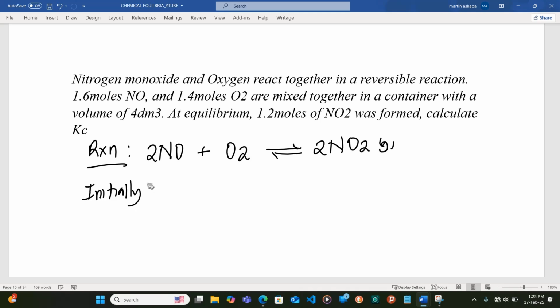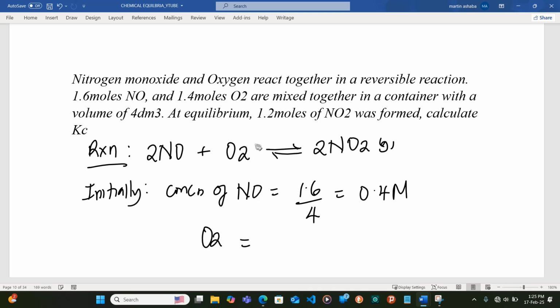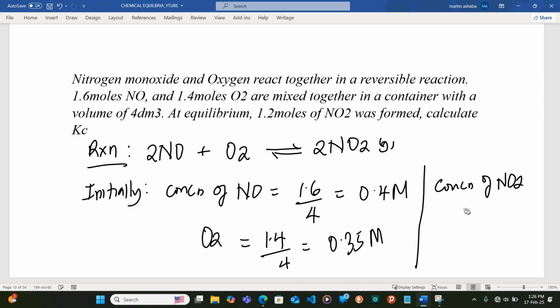that initially, the concentration of nitrogen monoxide is equal to 1.6 divided by the volume. So since this is equivalent to 1 liter, we are dividing it by 4, and this should give us 0.4 molar. So this gives us the concentration in terms of moles per liter for nitrogen monoxide. And then for oxygen, this gives us 1.4 divided by 4. So this gives us 0.35 moles per liter. And then at equilibrium, the concentration of nitrogen dioxide is 1.2 divided by 4 also.